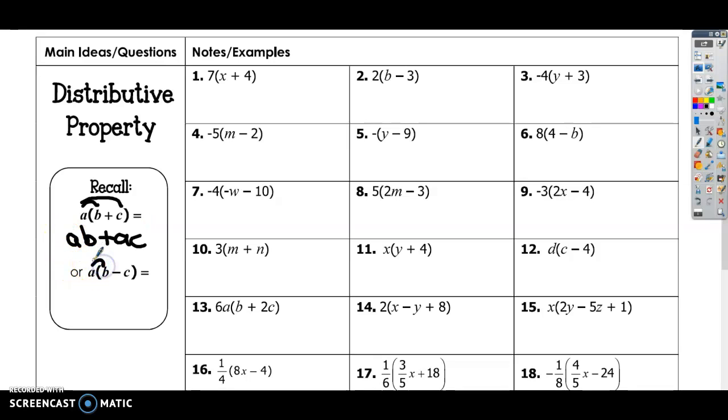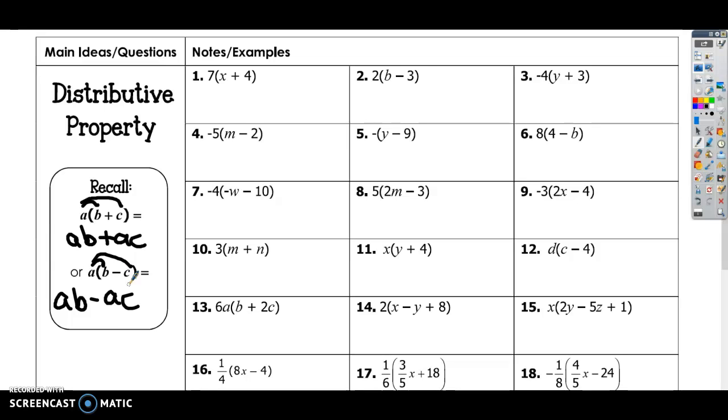You're going to do the same thing on the bottom, except you have a negative. So positive A times positive B is AB. A times negative C is negative AC. So remember that when you have a positive times a negative, sorry guys, I'm not doing so well with this pen today. AB minus AC. Alright, so that's what we're going to use looking at these examples.